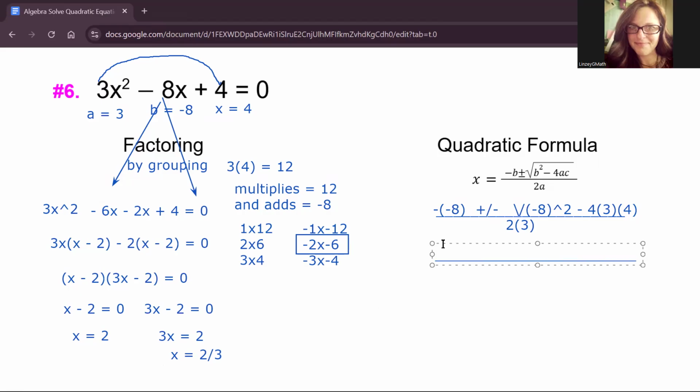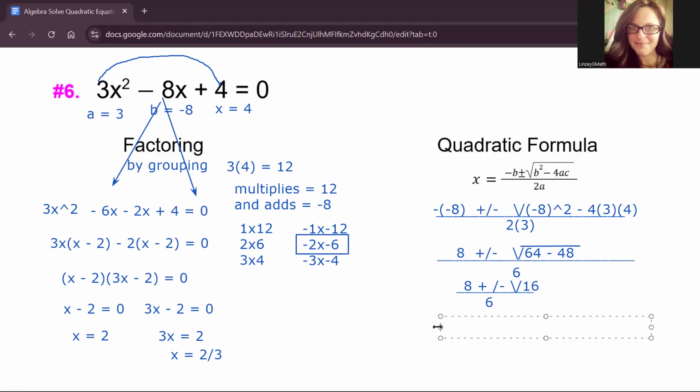And negative 8 gives us a positive 8, plus and minus the square root of 64 minus 4 times 3 times 4. 4 times 3 is 12, times 4 is 48. All over 2 times 3, which is 6. And let's see, 64 minus 48. 64 minus 48, we get the square root of 16. And the square root of 16 is 4.